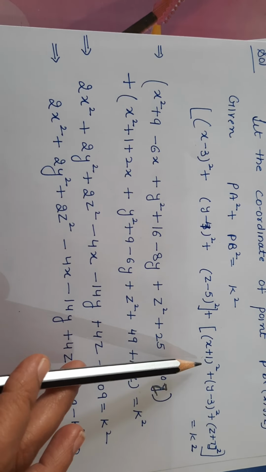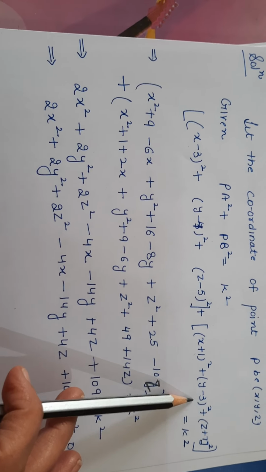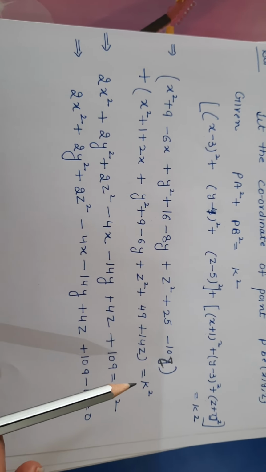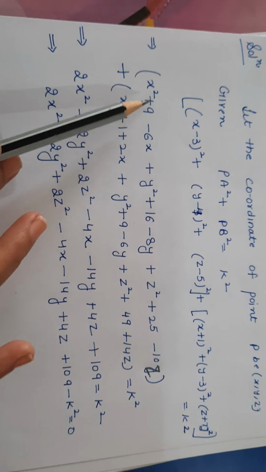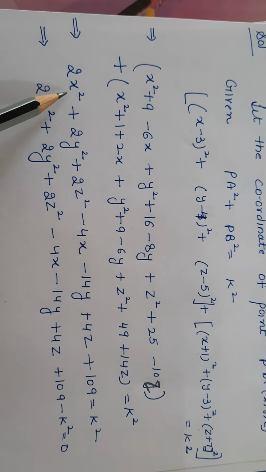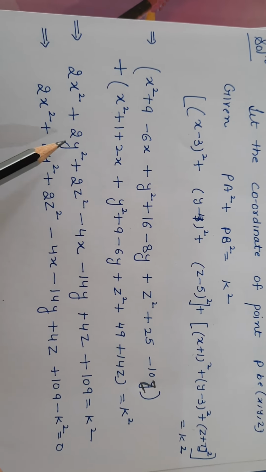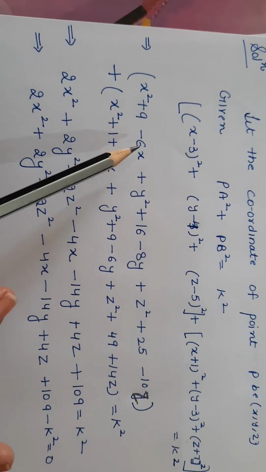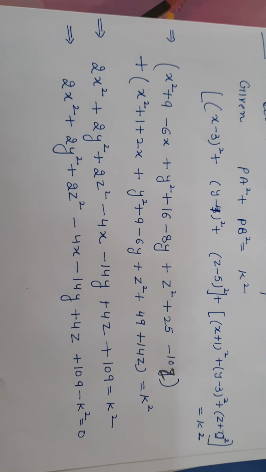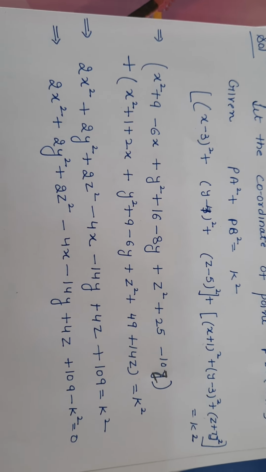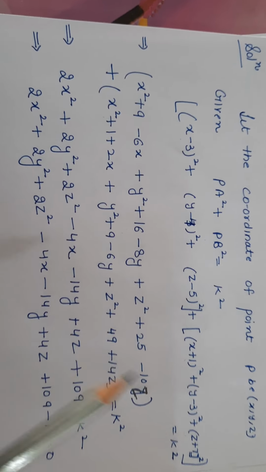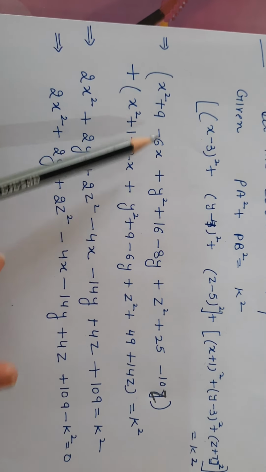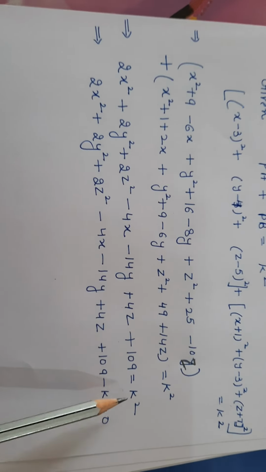Here again expand the square. You'll have x square plus 1 plus 2x, here y square plus 9 minus 6y plus z square plus 49 plus 14z equals k square. Combine the terms. x square plus x square will be 2x square, y square plus y square is 2y square, z square plus z square is 2z square. Now minus 6x plus 2x will be minus 4x, minus 8y minus 6y is minus 14y, minus 10z plus 14z will be plus 4z. Add all the constants. This is 109 equals k square.